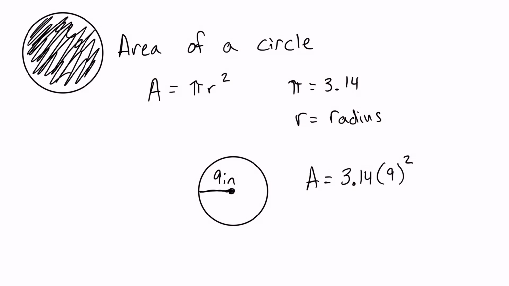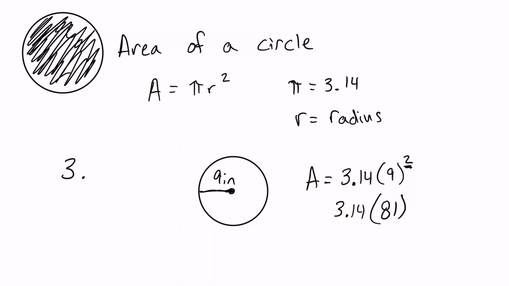Now we follow order of operations here. PEMDAS. Parentheses, well, there's nothing to do in the parentheses since 9 is by itself, so we move on to exponents. We do have an exponent we need to apply, so this is 9 squared, or 9 times 9, which gives me 81. Now that I've applied my exponent, I can multiply my 81 by 3.14. It is important that you apply the exponent first.